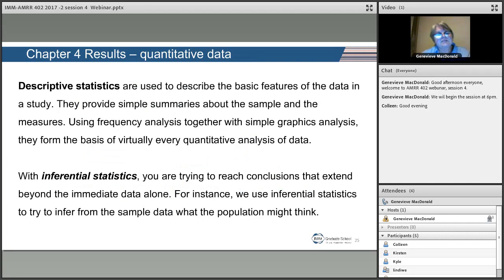Descriptive statistics are used to describe the basic features of the data in a study, simple summaries about the sample and the measures, basically using frequency analysis together with simple graphic analysis. They form the base of a lot of quantitative analysis of data, unless you are going into your master's and doctoral degrees. Descriptive statistics is fine.